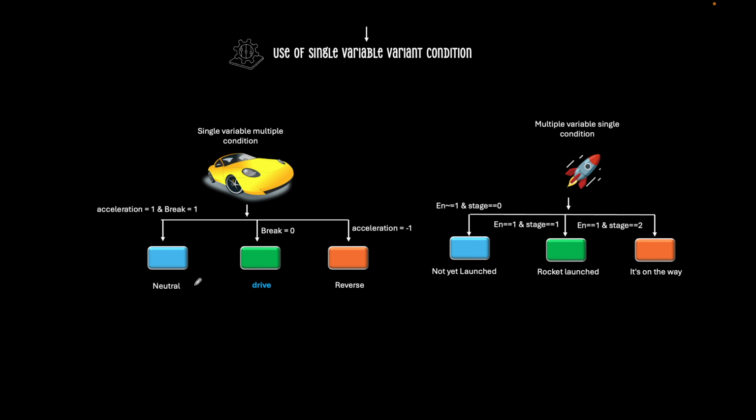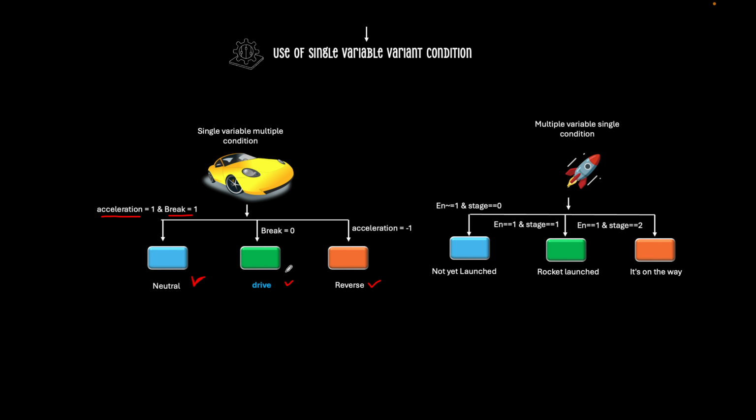For example, you can consider a vehicle system in which you have three states. The first is neutral, the second is drive, the third is reverse. In this case, whenever the acceleration status is 1 and the brake status is 1, we consider the system to be in the neutral variant state. The entire system is a variant of 3 subsystems. Out of these, neutral, drive and reverse are the subsystems.